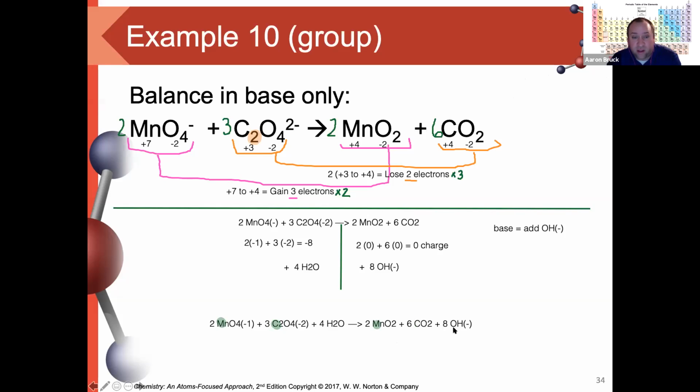So atomically, I'm balanced. If I did this step up here correctly, I should be charge balanced, but just to be sure, 2 times -1 is -2. 3 times -2 is -6. -2 plus -6 is -8 on this side. And 8 times -1 is -8 on this side. So I'm atomically balanced. I'm charge balanced. I'm balanced. So that's really all that was necessary to balance this one. And again, this is using the redox, the oxidation number method.